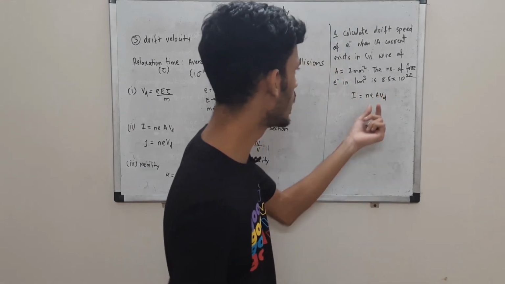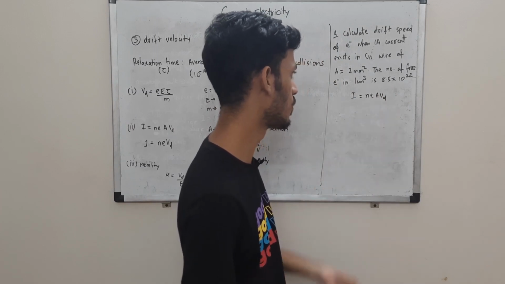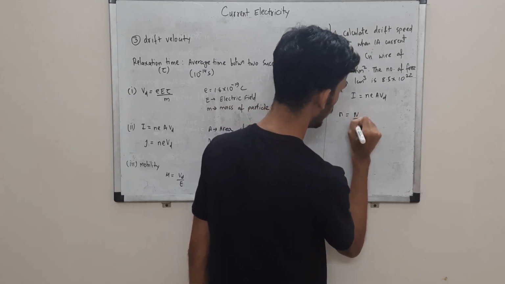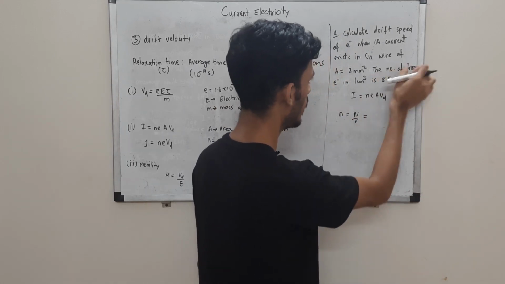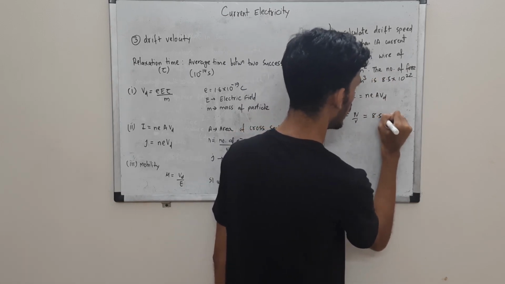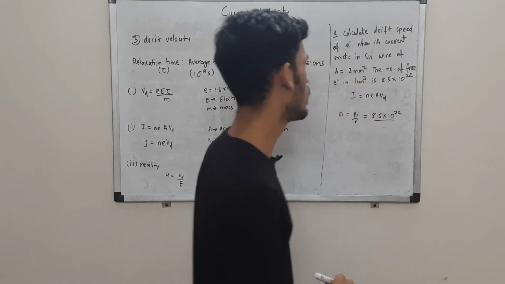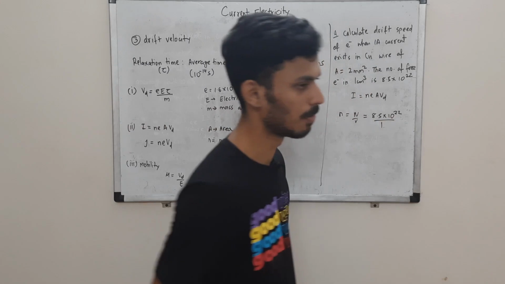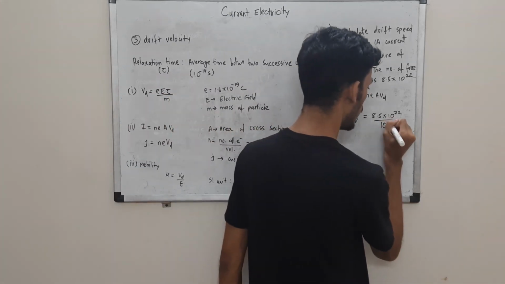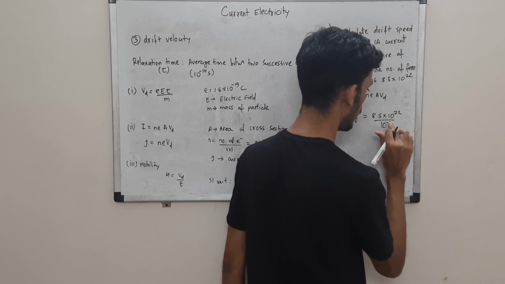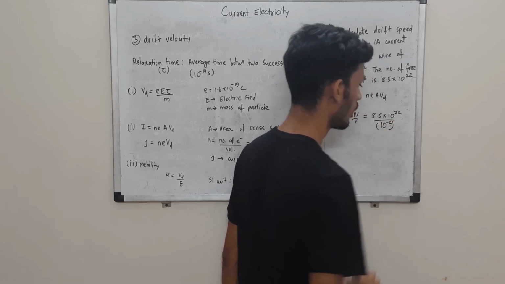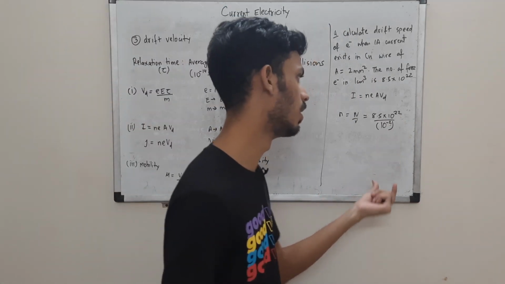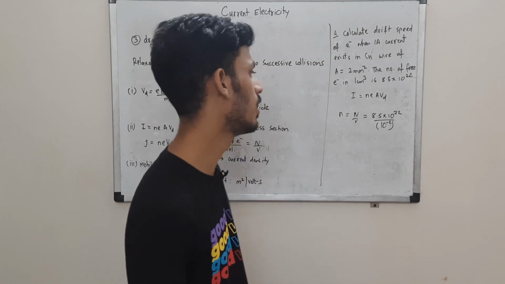Area is given, e you already know, Vd we are supposed to find, I is given, and small n we can find. It is capital N by V. This is the number of free electrons, 10 to the power 22, and what is the volume? 1 centimeter cube, so per centimeter cube. Centimeter to meter is 10 to the power minus 2, right? 1 meter is 100 centimeters, so 10 to the power minus 2 meters is 1 centimeter.